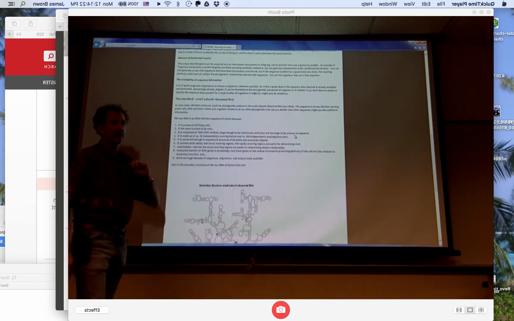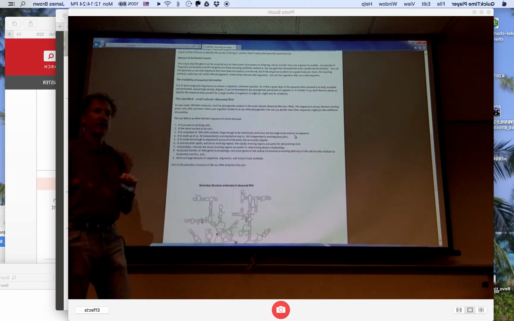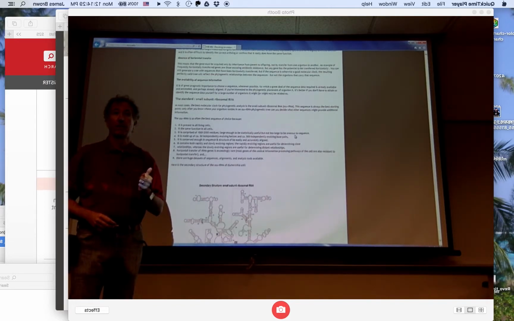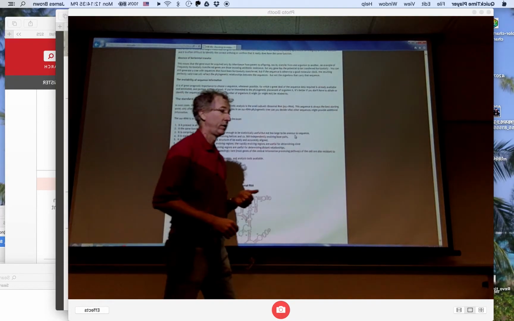The really interesting aspect of this RNA is that it contains some bits that evolve very, very quickly. These are the second hand of the molecular clock. And there are other bits that are very, very highly conserved. These are the hour hands.